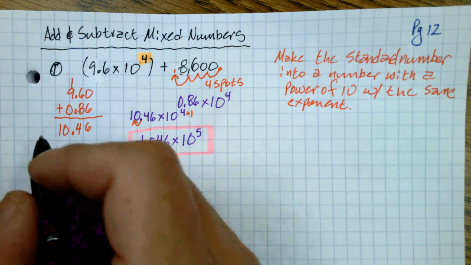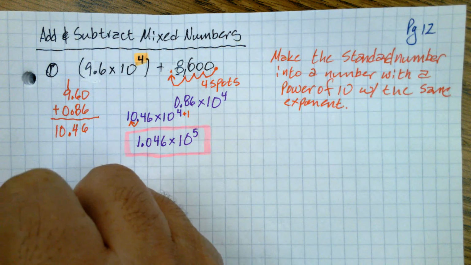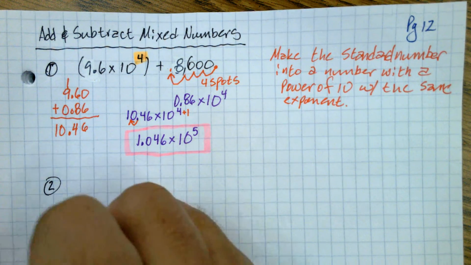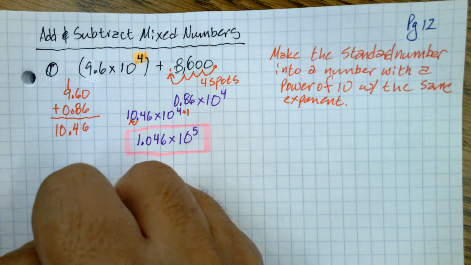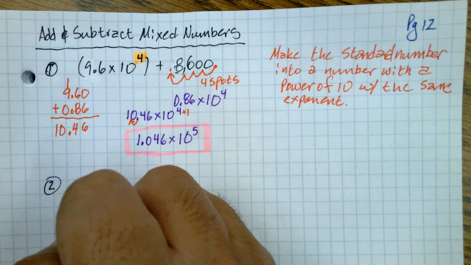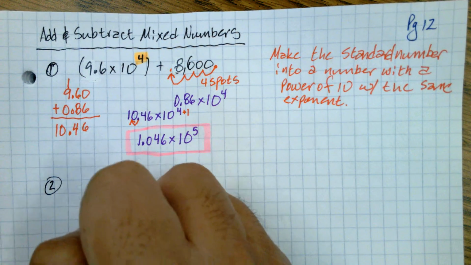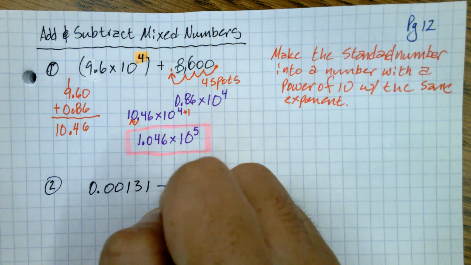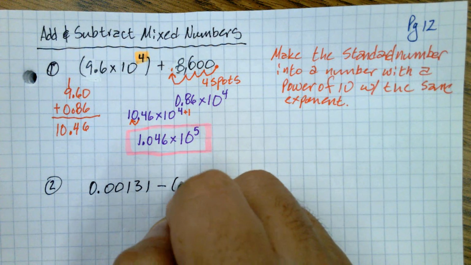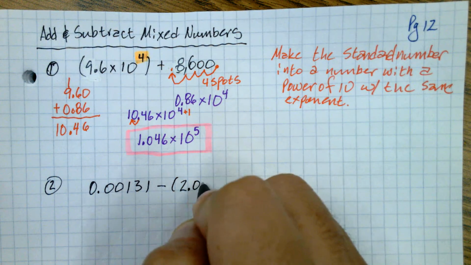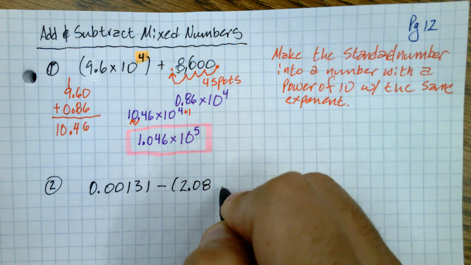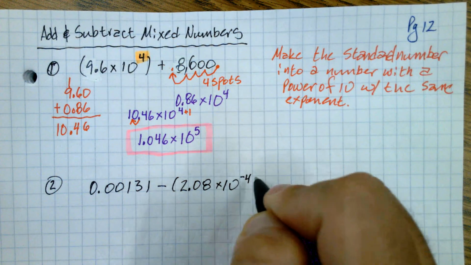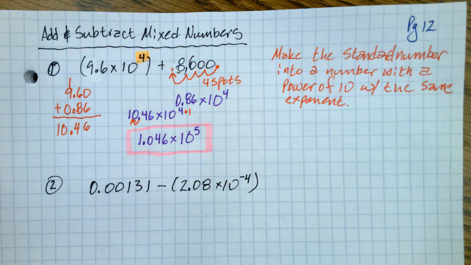So let's go ahead and try that subtraction problem. Number 2. Let's do 0.00131 minus 2.08 times 10 to the negative 4. Okay.